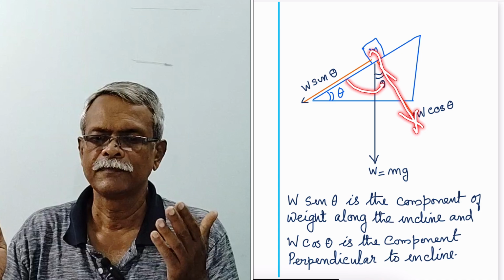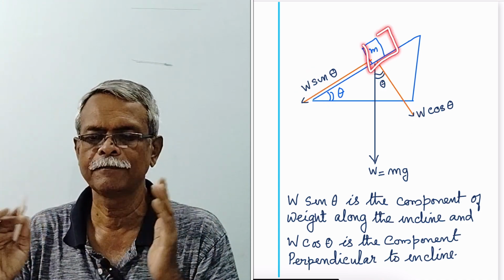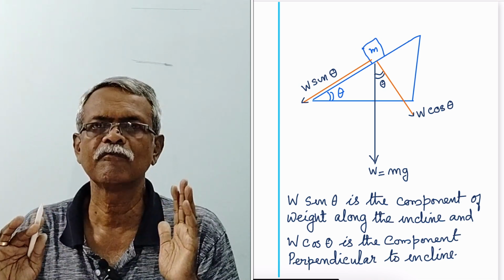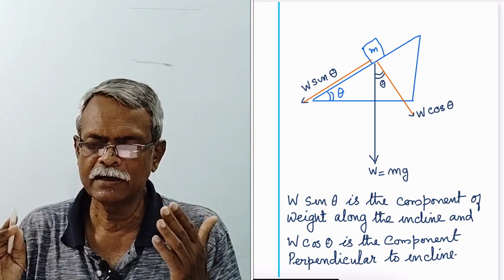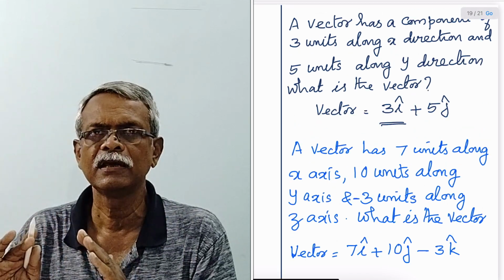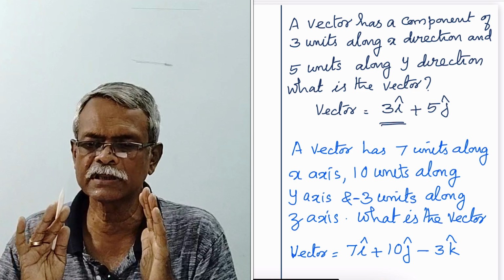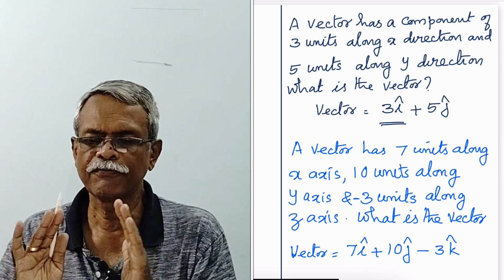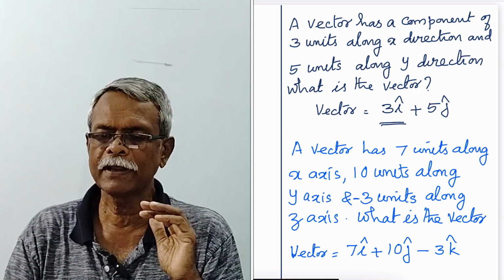A vector has components of 3 units along the x direction and 5 units along the y direction. What is the vector? We know that a vector can be represented as axi plus ayj. Here, ax is given as 3 units, ay is given as 5 units. So, the vector will be 3i plus 5j.